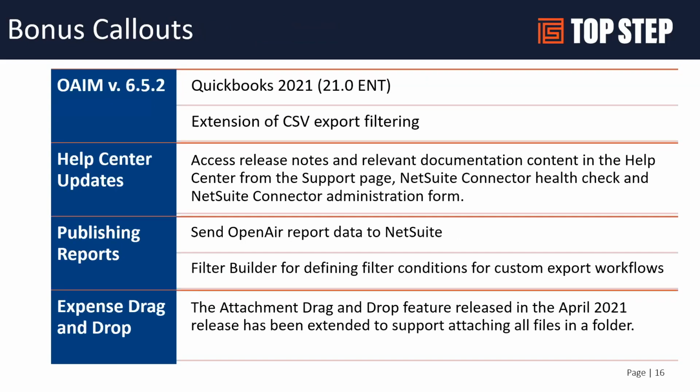Some bonus callouts here for OpenAir Integration Manager. There are some updates to allow for QuickBooks 2021 with the 21.0 endpoint. There's also the extension of CSV export filtering. So if you're running exports from Integration Manager, there's additional filtering that you can do within Integration Manager now. Some nice changes there.